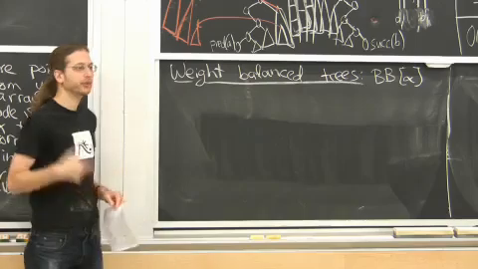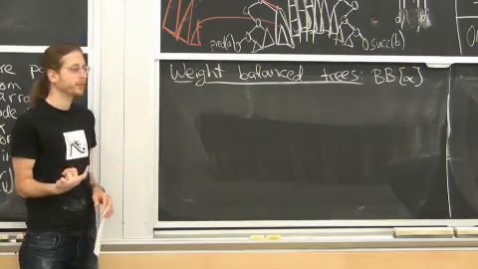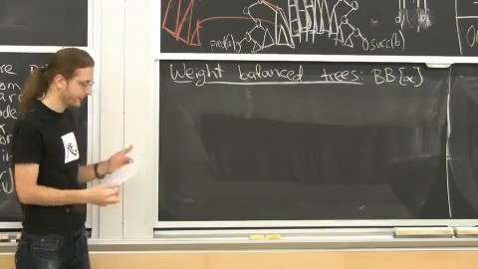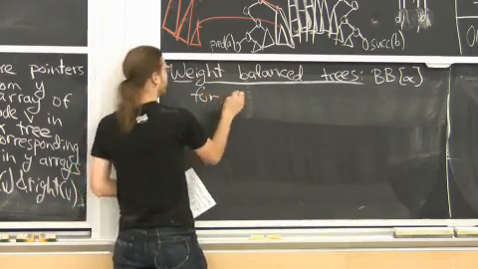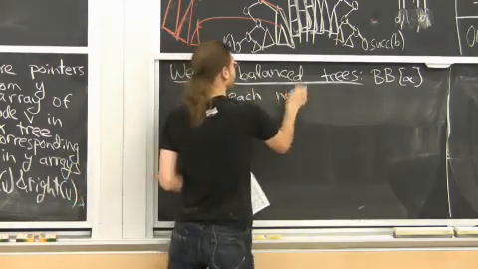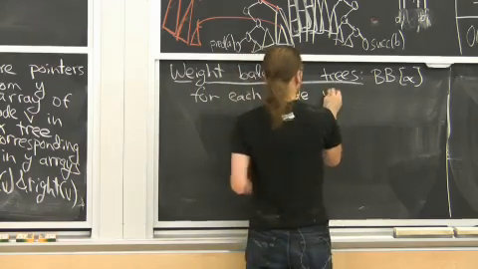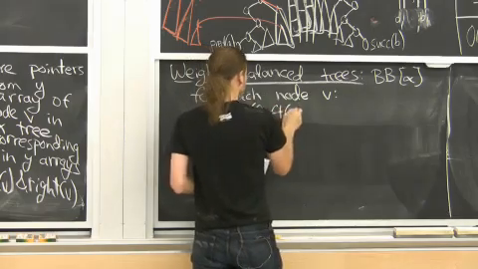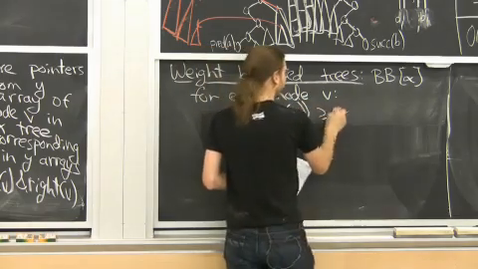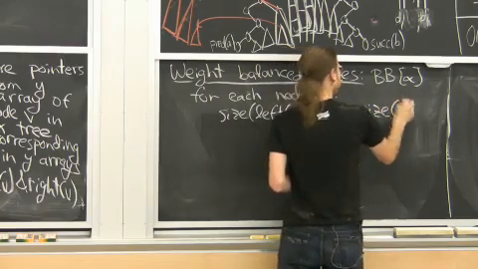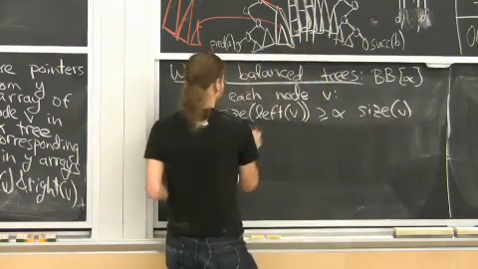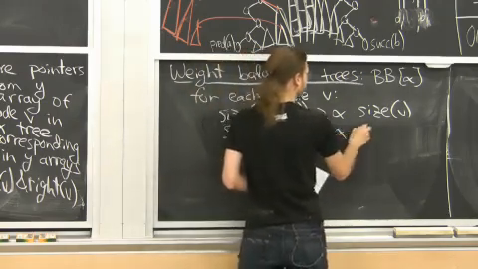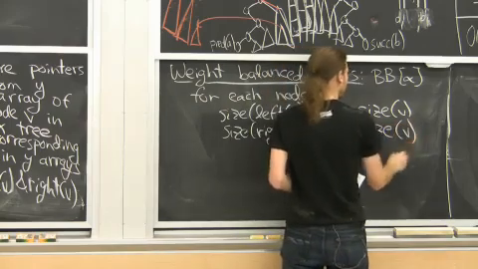Weight balance trees: weight is the number of nodes in a subtree. In weight balance trees, I want to keep the size of the left subtree and the size of the right subtree to be roughly the same. So here's the definition of BB alpha trees. For each node V, the size of the left subtree of V is at least alpha times the size of V, and the size of the right subtree of V is at least alpha times the size of V.